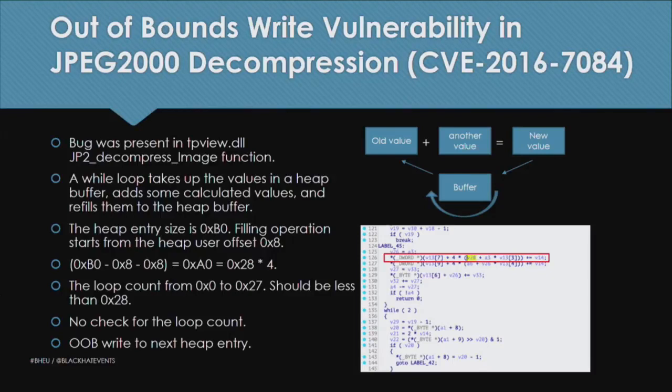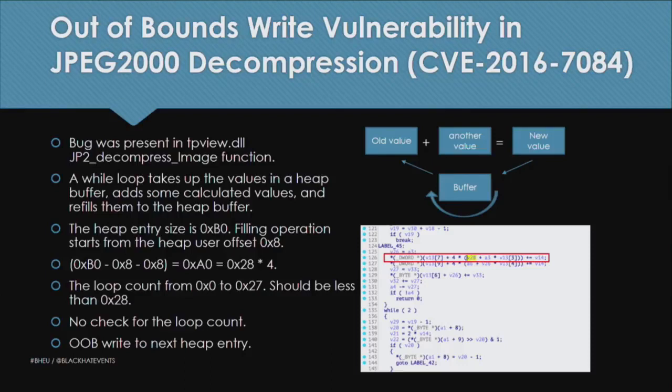This out-of-bounds write vulnerability is present in tpview.dll's jp2 decompression image function. In this function, it allocates many buffers to hold every piece of decompressed data and also performs some data operations on them. Look at the picture.